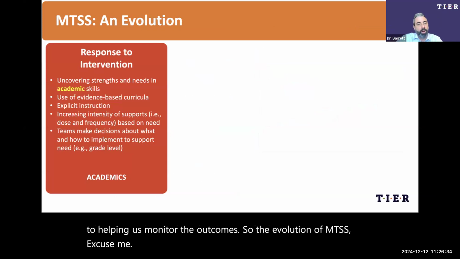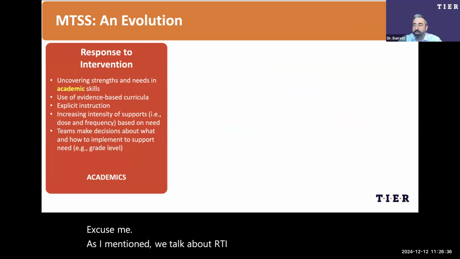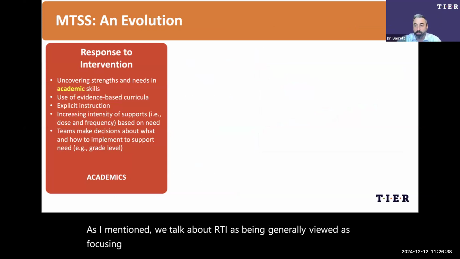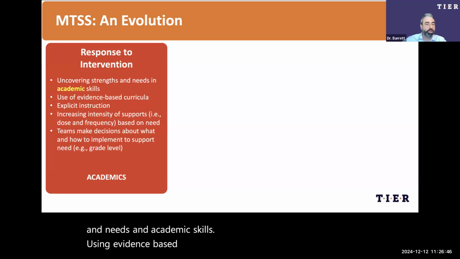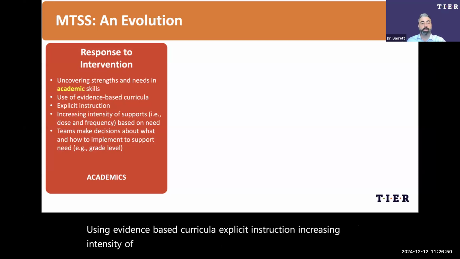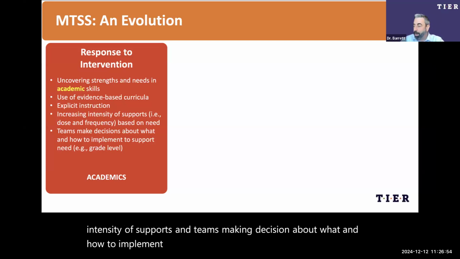As I mentioned, RTI is generally viewed as focusing on academics, right? And it includes uncovering strengths and needs in academic skills, using evidence-based curricula, explicit instruction, increasing the intensity of supports, and teams making decisions about what and how to implement support, by grade level.